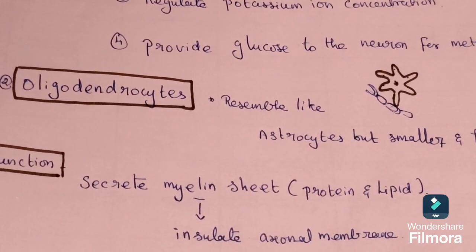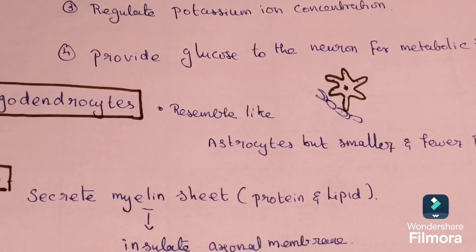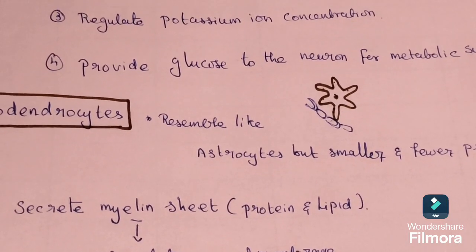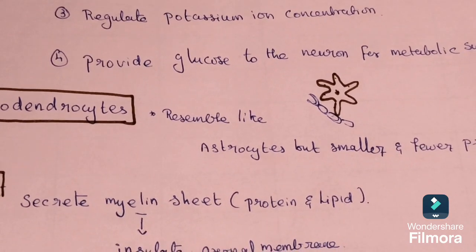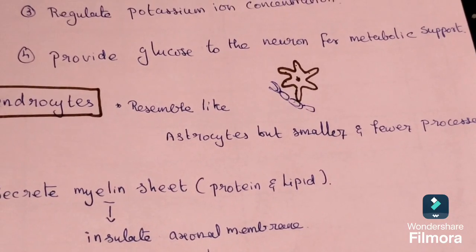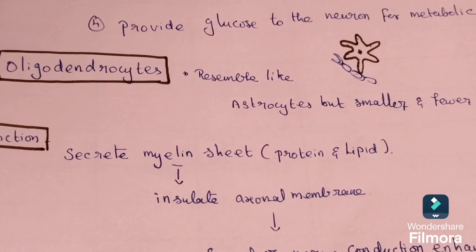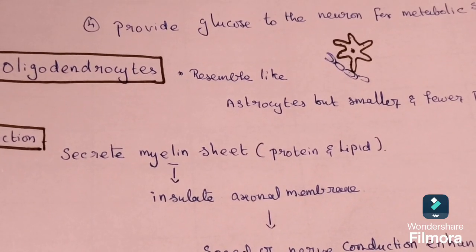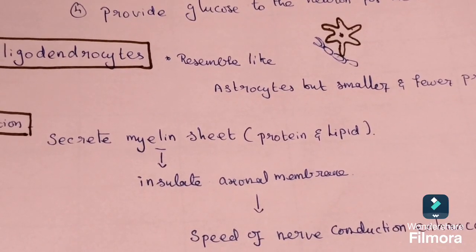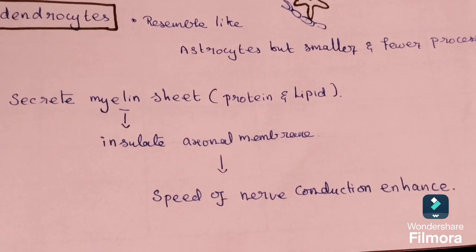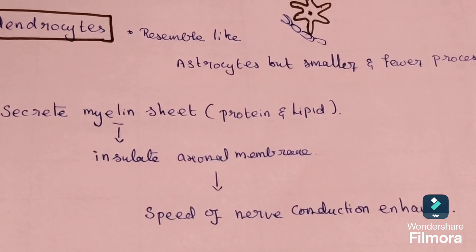The second one is oligodendrocytes. Oligodendrocytes are similar in shape and resemble astrocytes, but they are smaller and have fewer processes. What functions do they perform? They secrete the myelin sheath, and this myelin sheath is formed of protein and lipids. The myelin sheath insulates the axonal membrane.